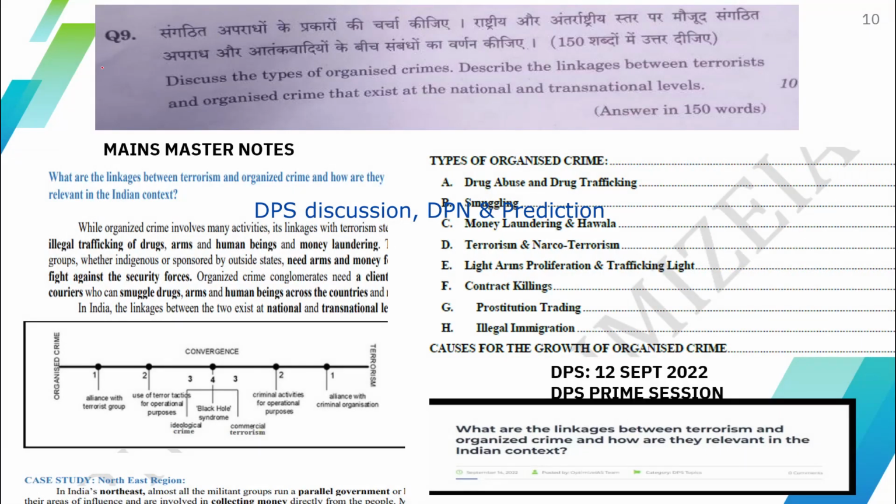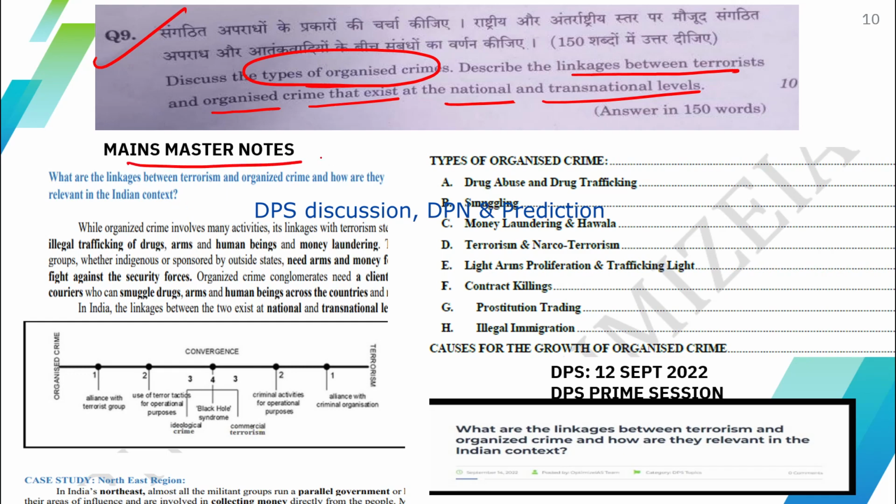Let us see question number 9. Discuss the types of organized crimes. Describe the linkages between terrorist and organized crime at the national level and transnational level. Guys, you can see this is the mains master notes, the mains master notes on organized crime.